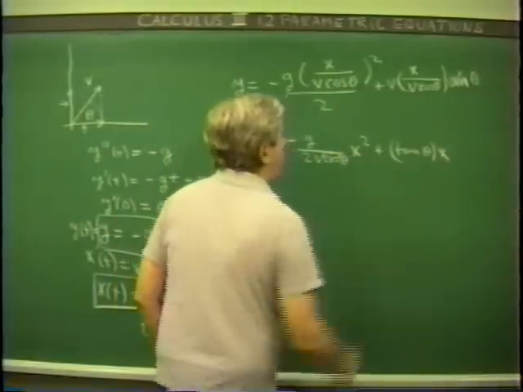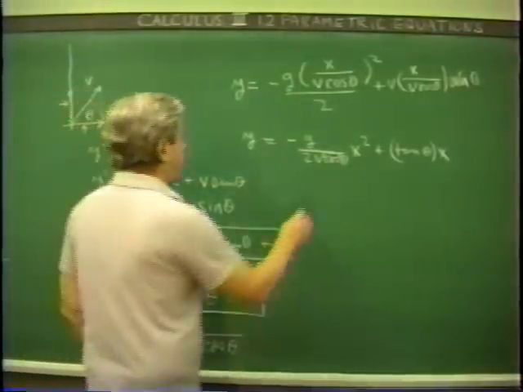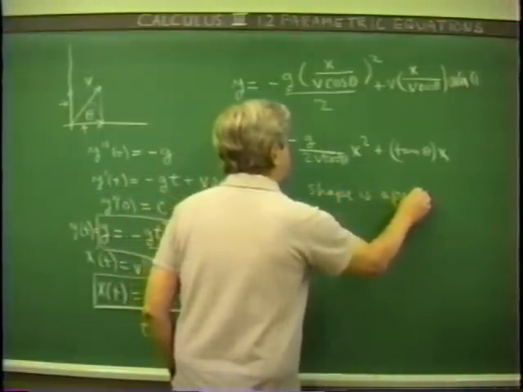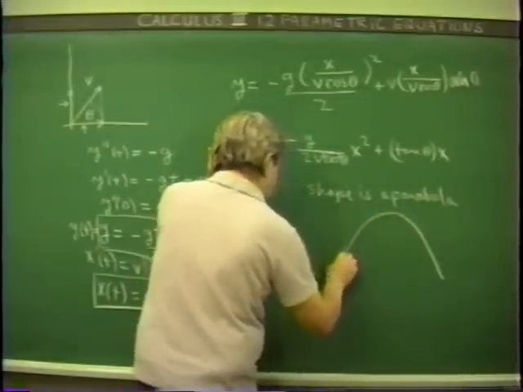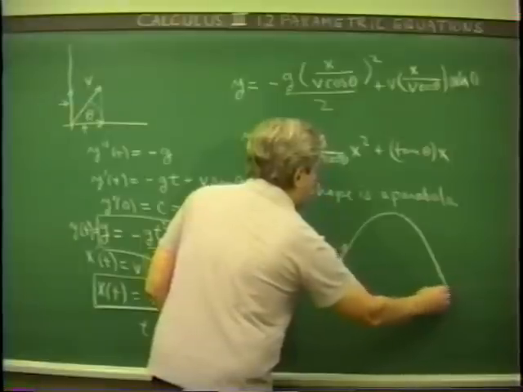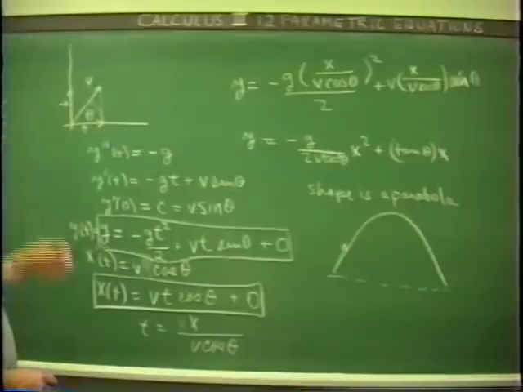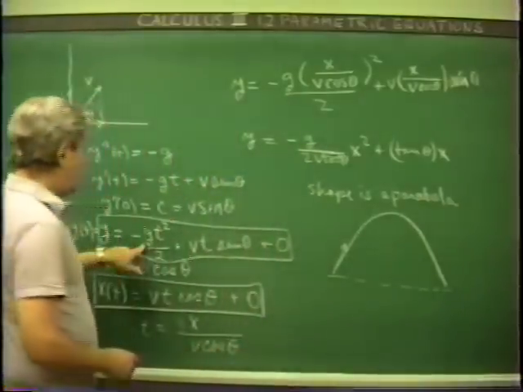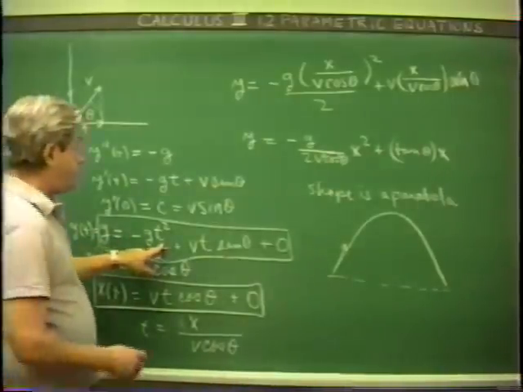So y is a constant times x squared, minus a constant times x squared plus a constant times x, which indicates that the shape is that of a parabola. That's well known, that the shape of a projectile where there's no wind resistance follows the curve of a parabola. One can determine when this hits the ground by setting y equal to zero and solving for t.